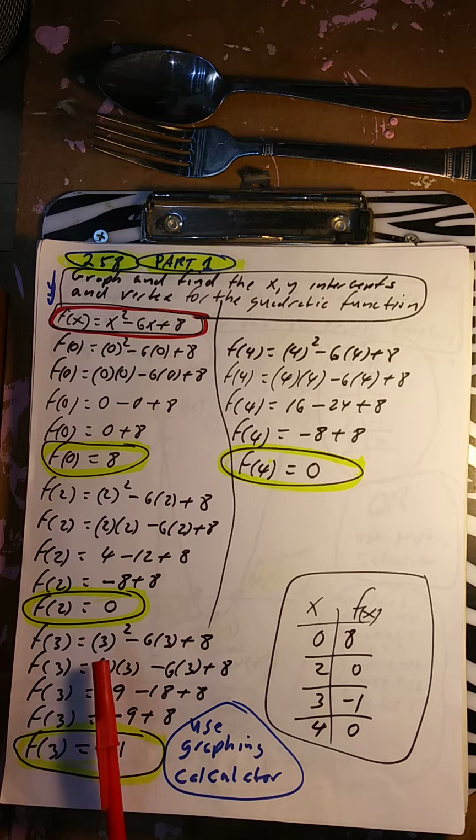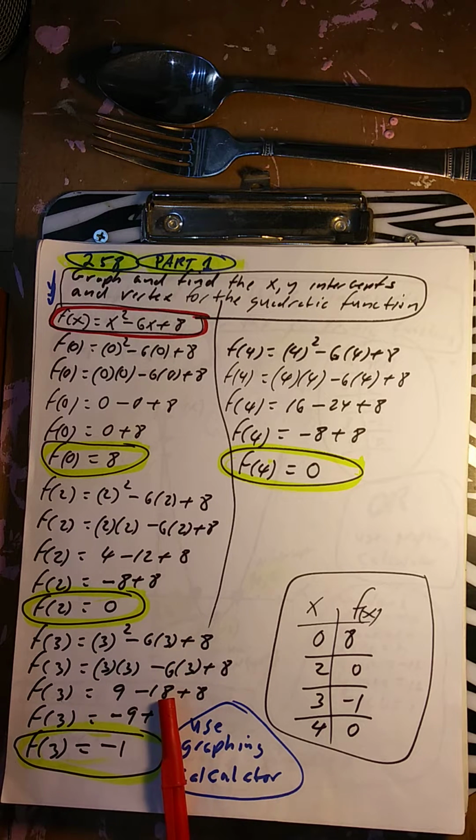Next one. Put a 3 in there. Put a 3 in there. So we're going to have 3 times 3 is 9. And that's going to be negative 18.